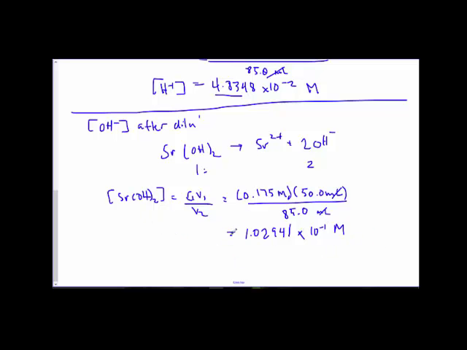Now remember that we said it's in a 1:2 ratio with the hydroxide. So the concentration of hydroxide ions is going to be 2 times this amount. So 2 times 1.02941 times 10 to the negative 1 moles per liter. And that's going to come out to be 2.0588.